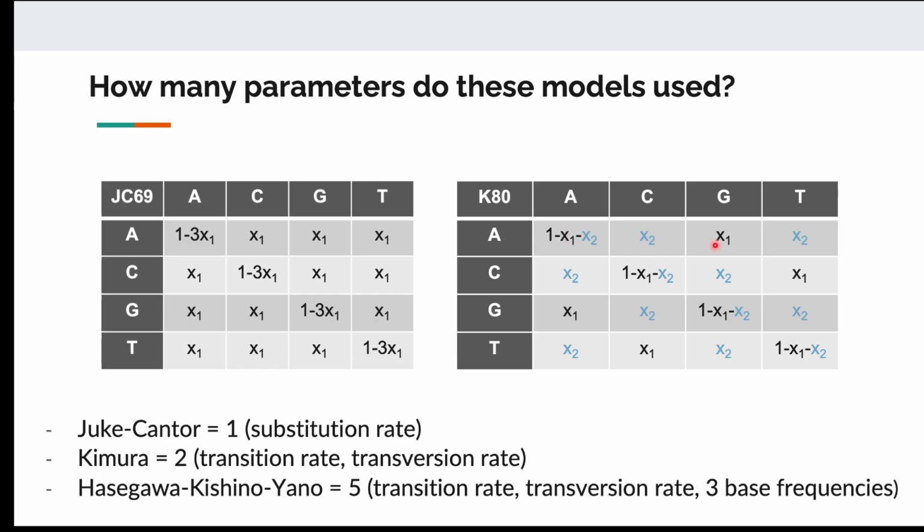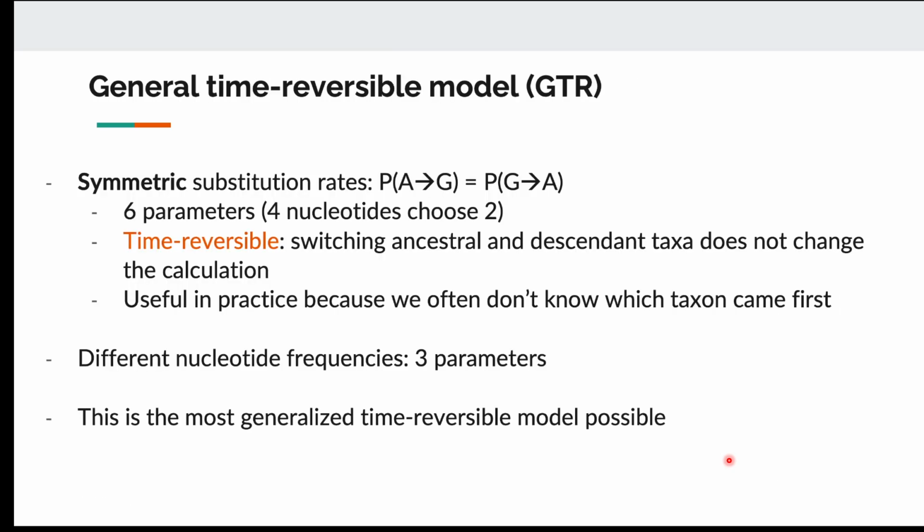And for the HKY, Hasegawa, Kishino, Yano, they have 5 parameters. So they have 2 mutation rates, same as Kimura, and then 3 more frequencies for A, C, G, and T. So it has 5 parameters. The number of parameters is going to come into play later on. But for now, I want you to recognize that for each of these models, where we increase the complexity slightly each time, we add more and more parameters to it.